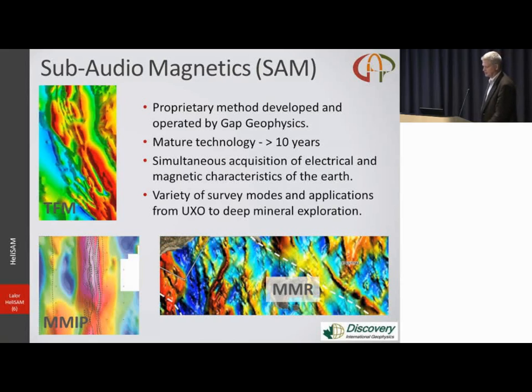So the sub-audio magnetic technique is a proprietary method. It's developed by GAP Geophysics, primarily Mal Catchpole. It's a mature technology, been in commercial operation for more than 10 years now. The method produces both electrical and magnetic characteristics from the data. And its applicability in a wide variety of applications is driven by a number of different surveying modes, and I'll describe a couple of them here. We see some data examples, total field magnetic on the top left, magnetometric IP on the bottom left, and magnetometric resistivity on the bottom right.